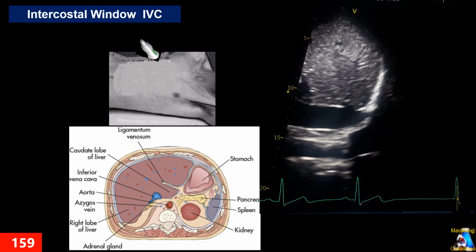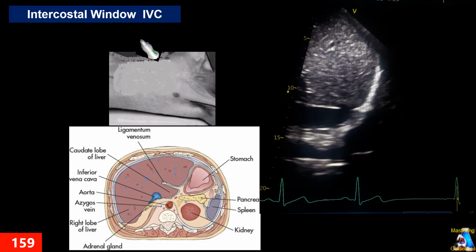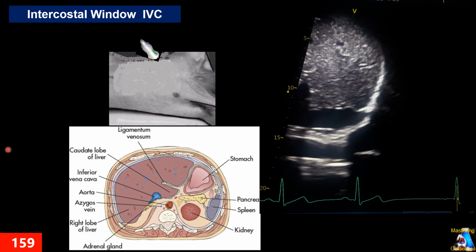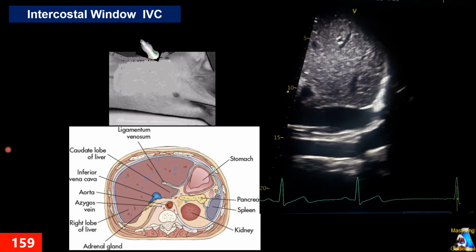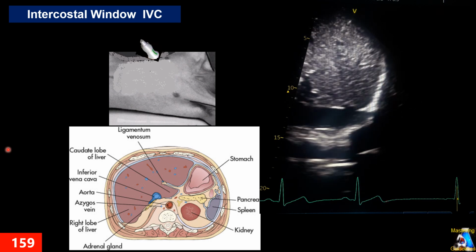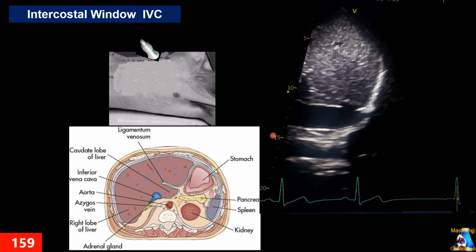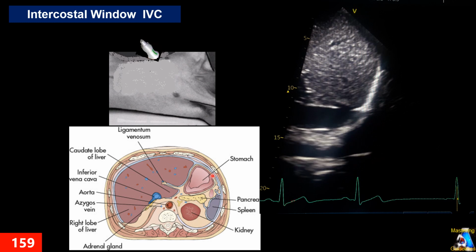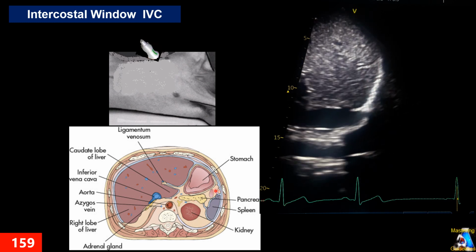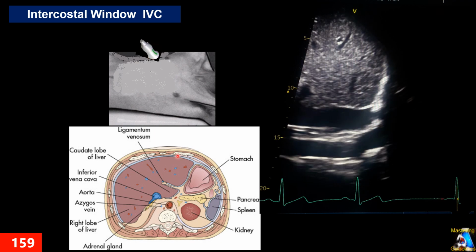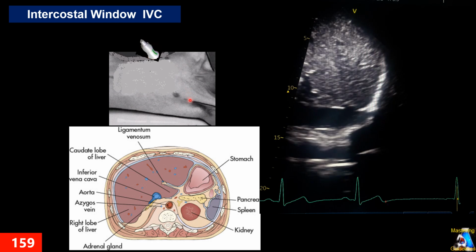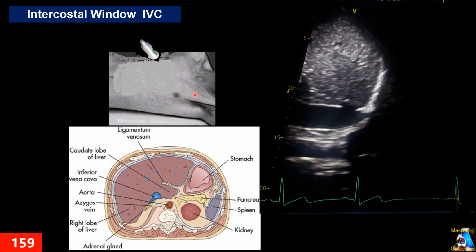As you know, many patients, especially in the ICU, or those with COPD or a bloated abdomen, have a full abdomen, or the patient may have had abdominal surgery, with bandages or a ventilator. In those cases, the subcostal window will not be successful, and we cannot get the IVC. In those cases, we can use the intercostal window. For that purpose, it's better, if we can, to turn the patient a little into a left lateral oblique decubitus position.